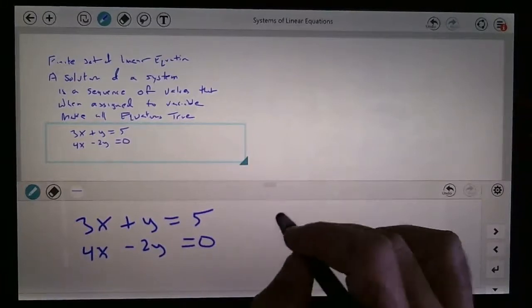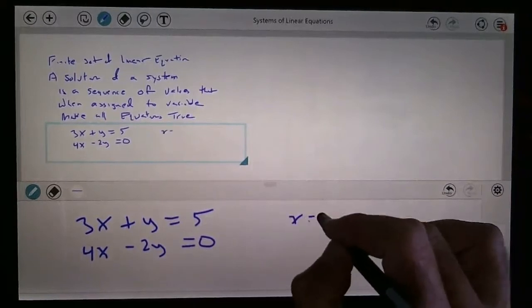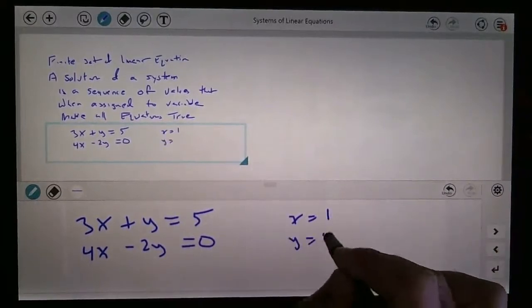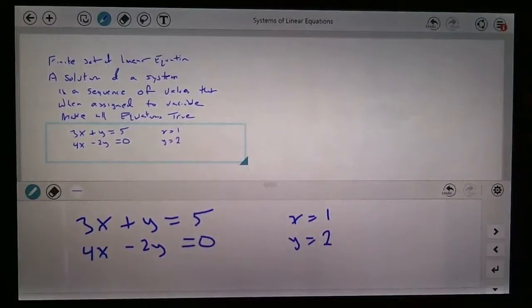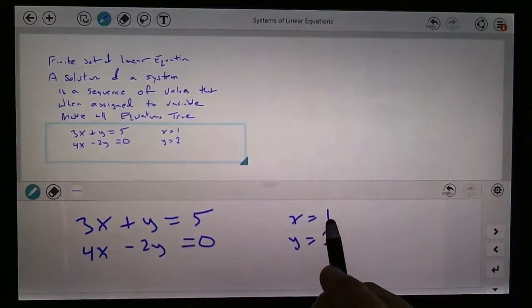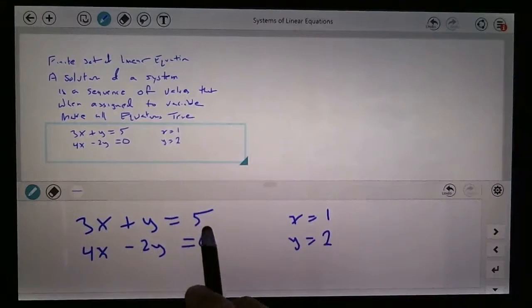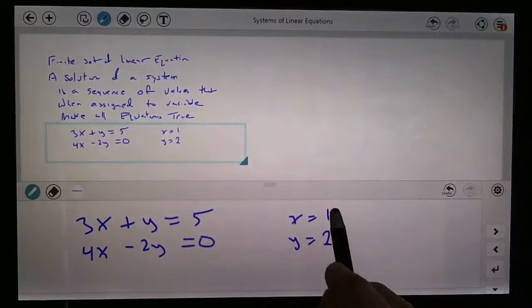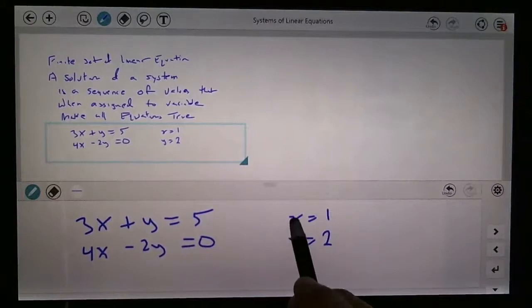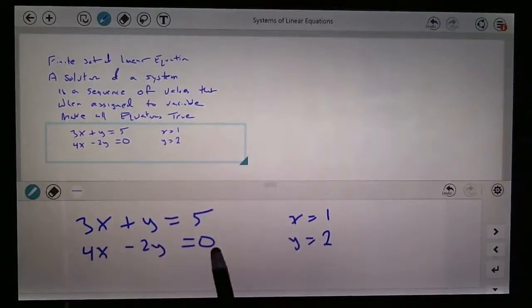I notice that if I let x equal 1 and y equal 2, that makes both equations true, right? Because if I plug a 1 in for x, I've got 3 times 1 plus 2, that is 5, and 4 times 1 minus 2 times 2 is 0. So yeah, there is a solution. There is a set of values, 1 and 2, that when I assign them to the variables x and y, I make both equations true. This is a solution to that system. Okay.